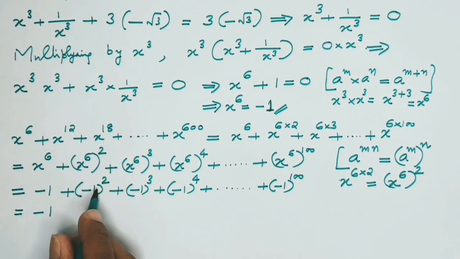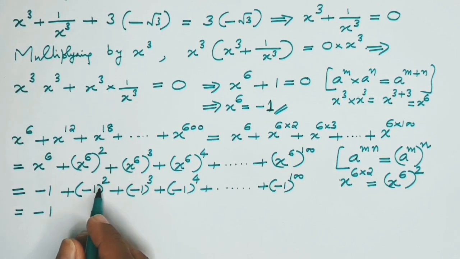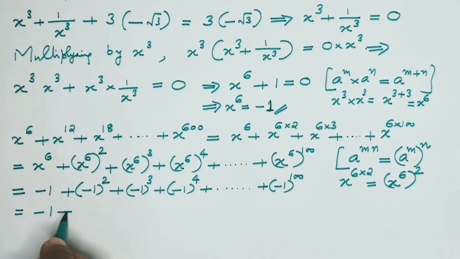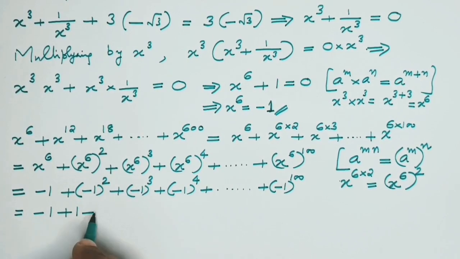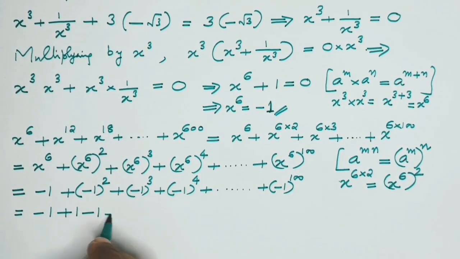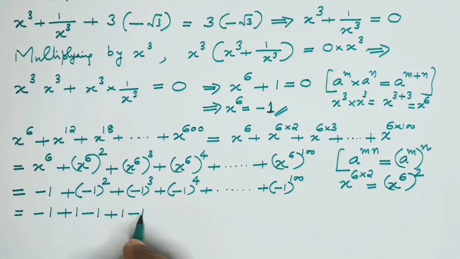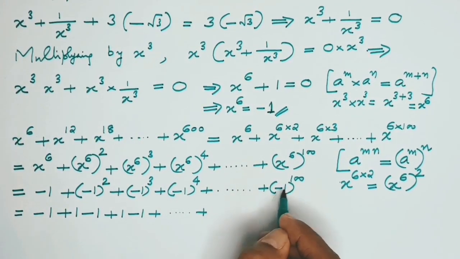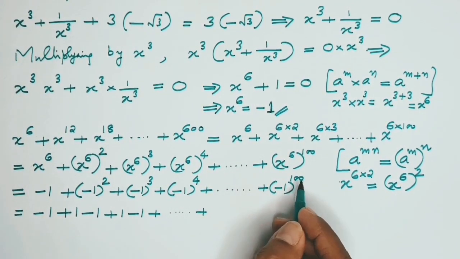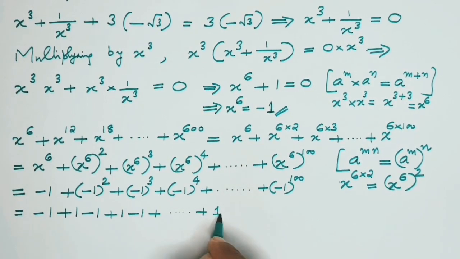What about this minus 1 to the power of 2? See, minus 1 to the power of an even number is plus 1. So you will have plus 1. Minus 1 to the power of an odd number is minus 1. Even number is plus 1. Minus 1. Like that it will go. And the last term is going to be minus 1 to the power of 100. 100 is an even number, so plus 1.